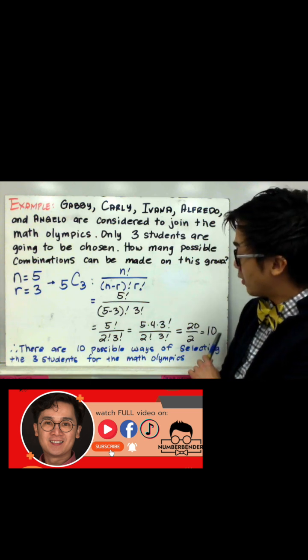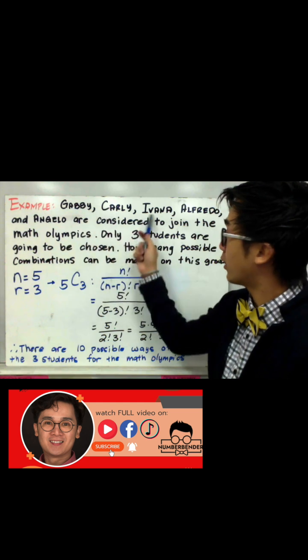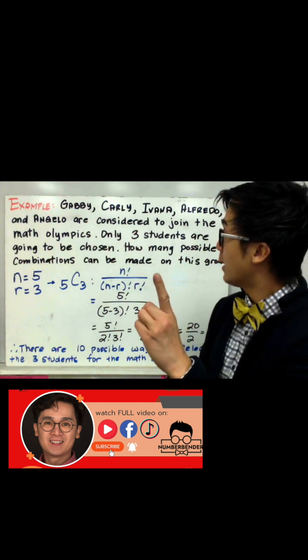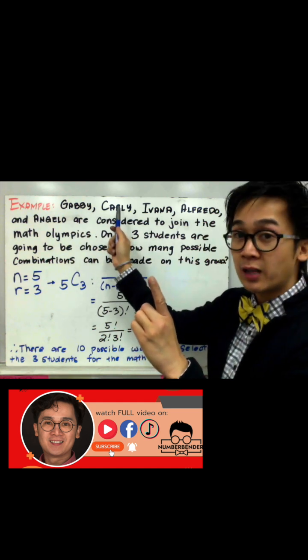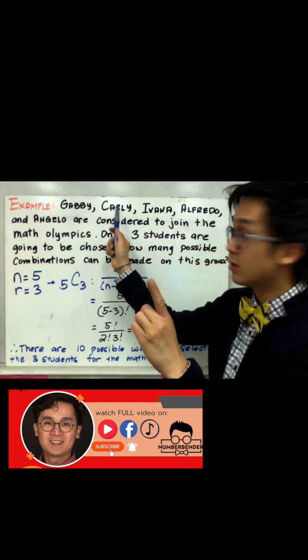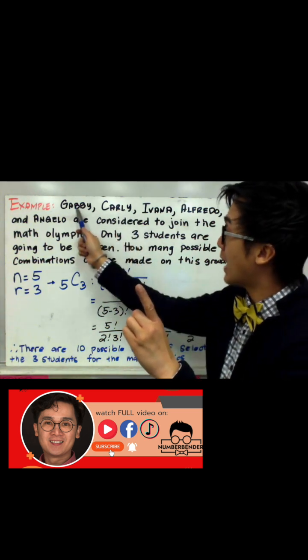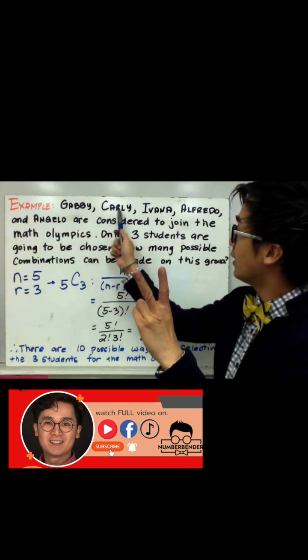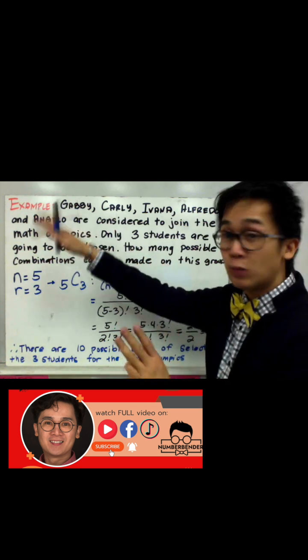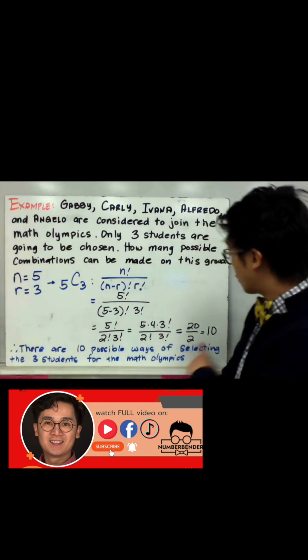Now 10 is the number of possible ways, and one possible combination here will be Gabby, Carly, or Ivana. So that's 1. However, if we picked Ivana, Gabby, and Carly, it's not going to count because we already considered them in our first group. So the next group that we can have will be Gabby, Carly, or Alfredo. Or we can have Gabby, Carly, and Angelo. And then repeat the steps to find the pattern or arrangement that you can make, and it will be totaled as 10. So there are 10 possible ways.